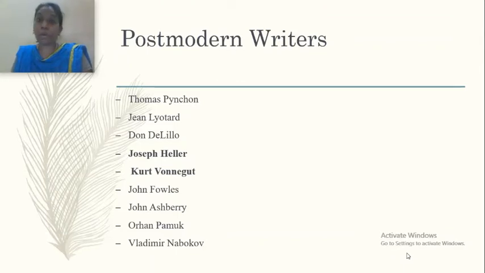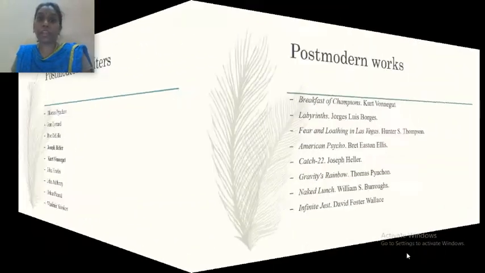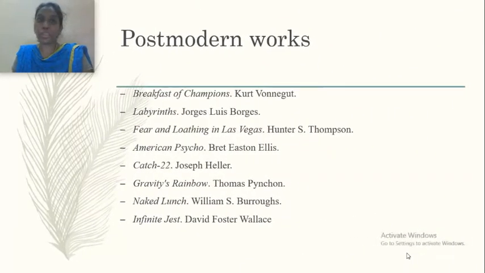There are a few popular postmodern literary works which include Catch-22 by Joseph Heller, Gravity's Rainbow by Thomas Pynchon, Breakfast of Champions by Kurt Vonnegut, Slaughterhouse-Five by Kurt Vonnegut, and Fear and Loathing in Las Vegas.